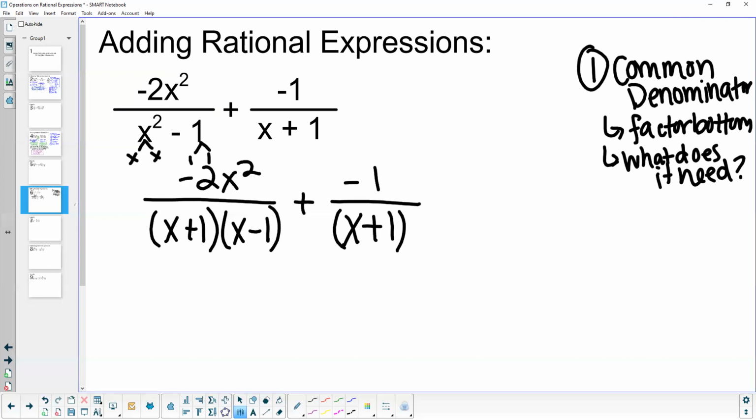Now, we want to ask ourselves, what does it need? The one on the left has something that the one on the right doesn't.